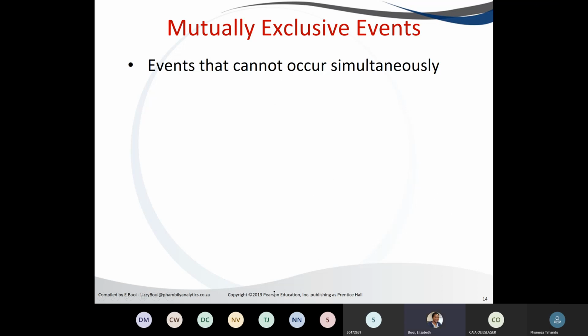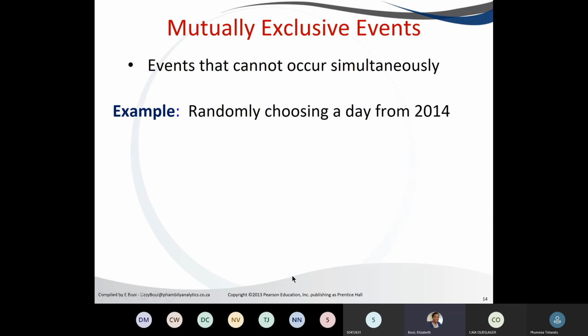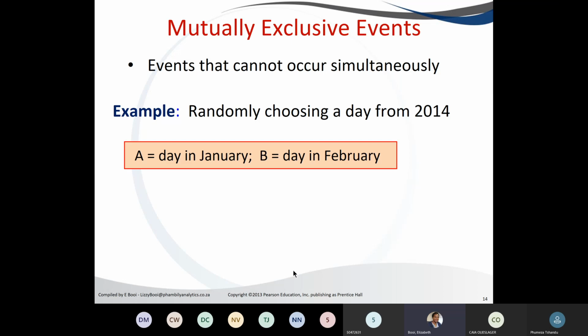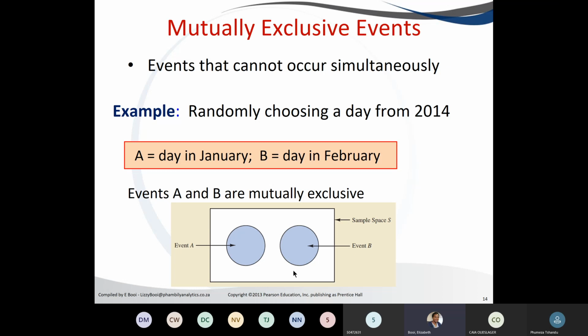Okay, cool. These events cannot happen at the same time. Let's say we want to choose randomly a day from 2014. And if we choose a day in January and a day in February, they both cannot happen at the same time. Therefore, event A and B will be mutually exclusive, because there will not be any day in January that will also be in February.